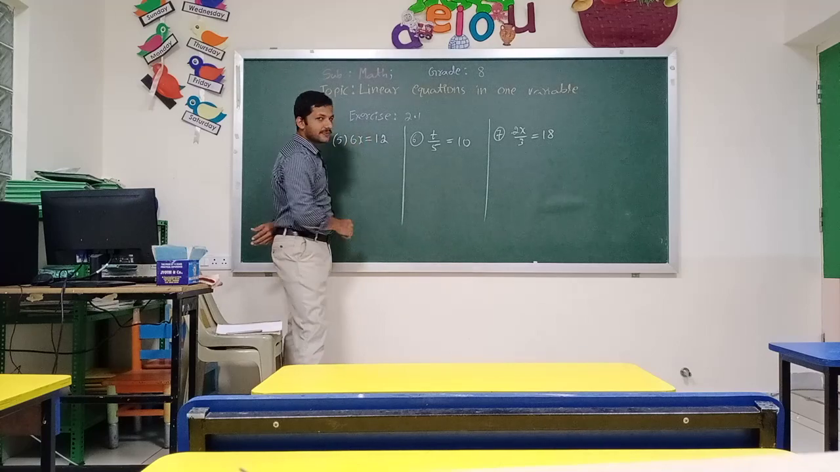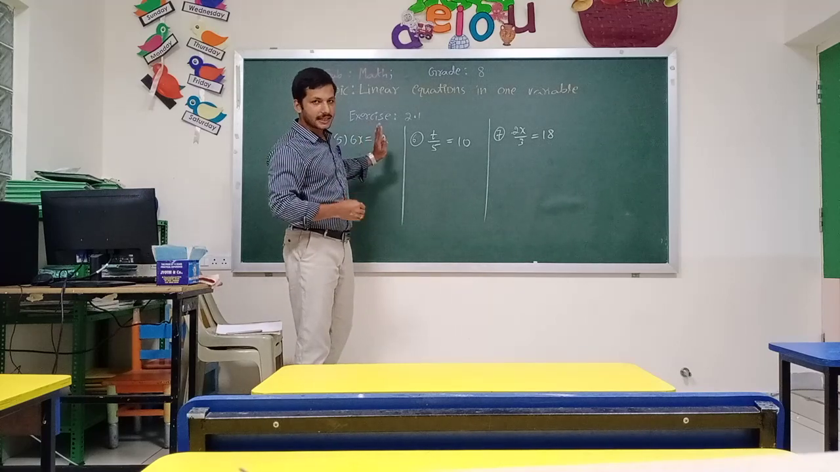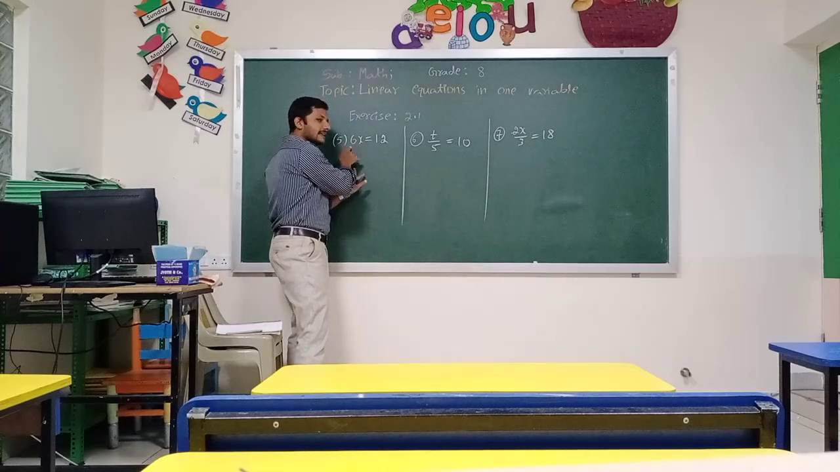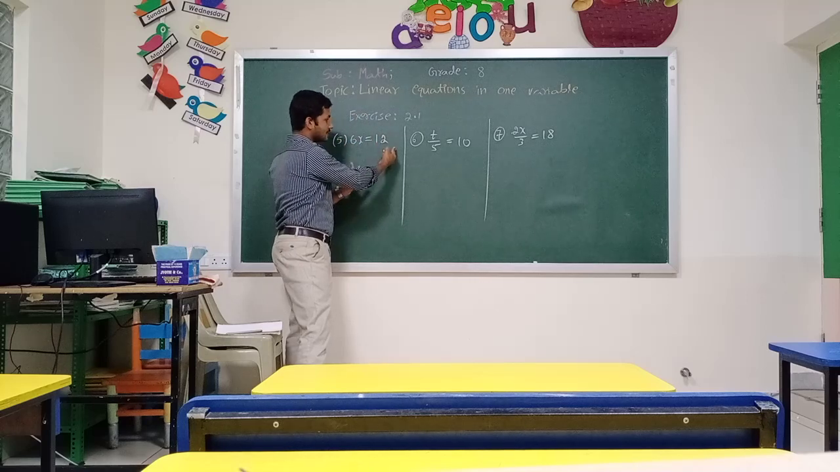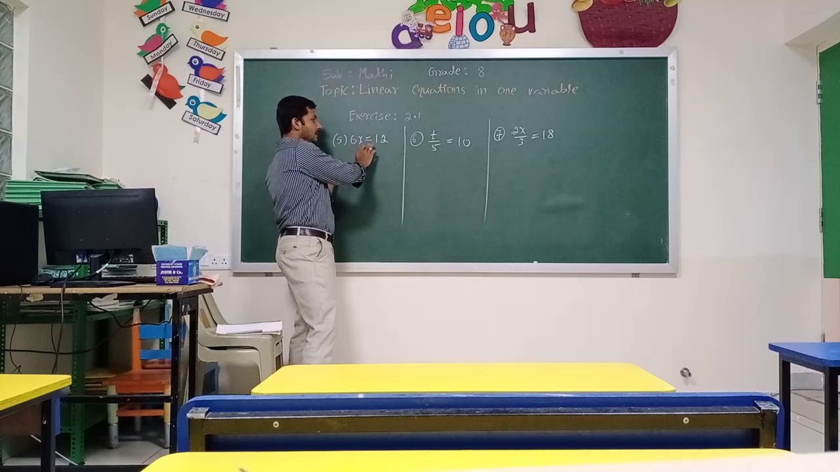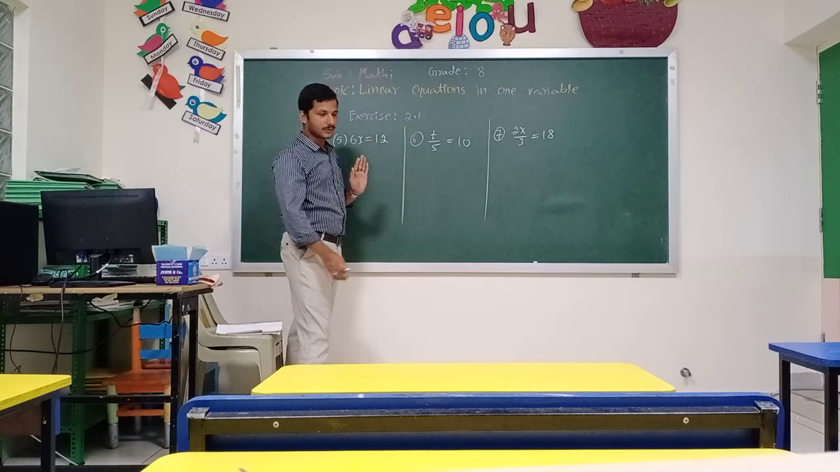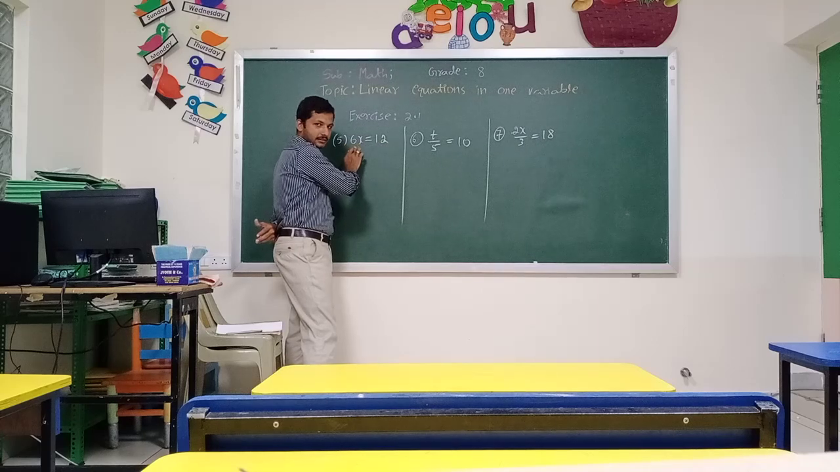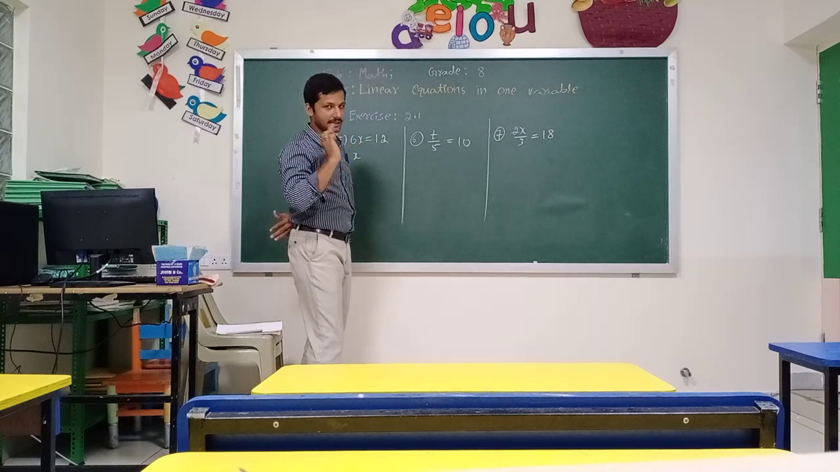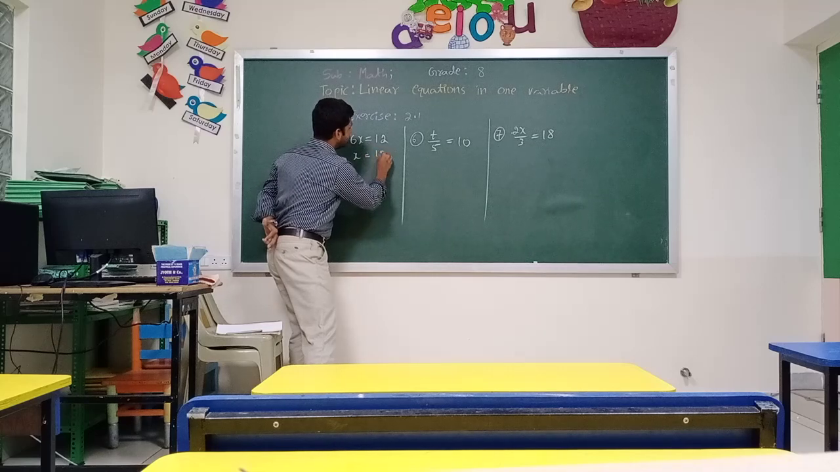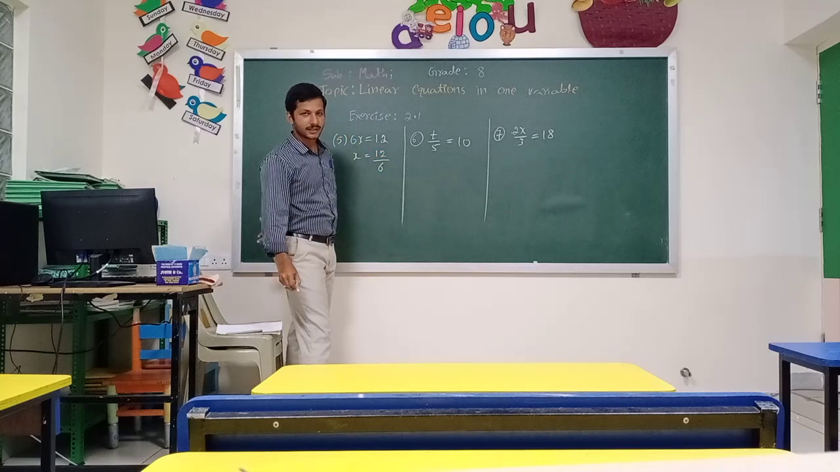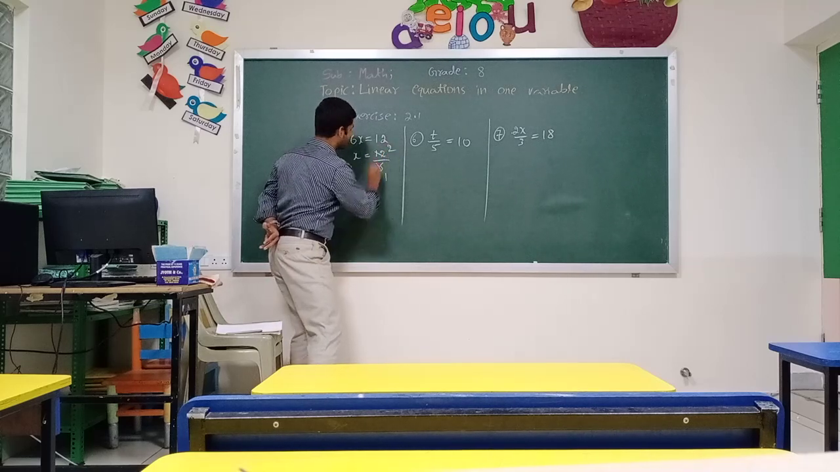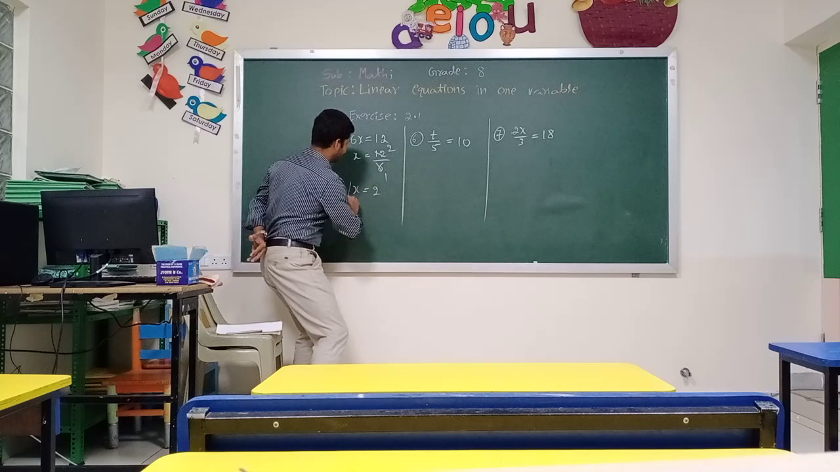Now, as we have done earlier, leaving x, everything else has to be transferred to the other side. Now we are transferring 6 from LHS to RHS. LHS means the left side of the equal sign, RHS means the right hand side of the equal sign. When you transfer 6 to the other side, it is under multiplication, so it becomes division. So x equal to 12 by 6. 6 twos are 12. So x equal to 2.